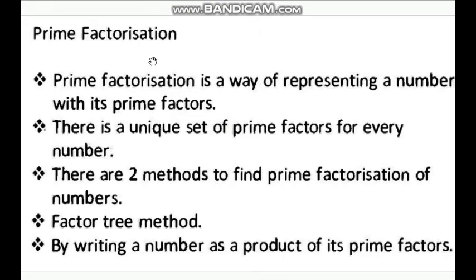Let us revise what we did in the previous session. Prime factorization is a way of representing a number with its prime factors. There is a unique set of prime factors for every number. There are two methods to find prime factorizations of numbers: the factor tree method, and writing a number as a product of its prime factors.